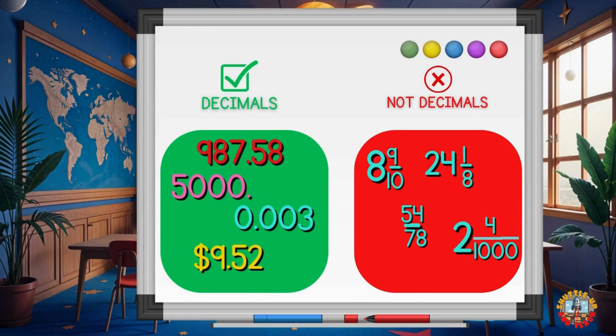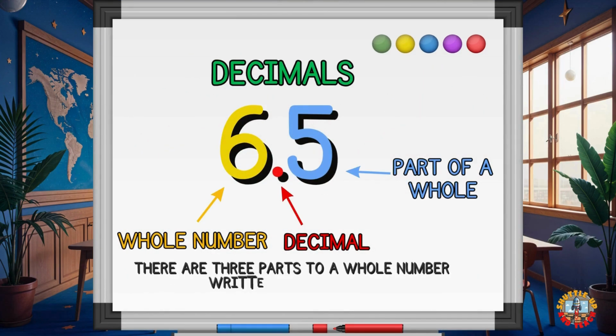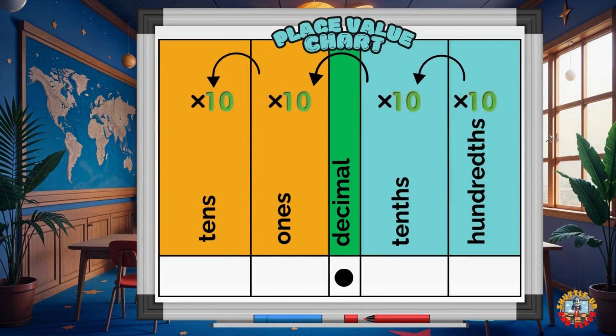With a dot called a decimal point, you can tell the difference between the whole number and the part that is less than 1. Numbers with a decimal point are called decimals. A decimal number has at least one digit to the right of the decimal point. There are 3 parts to a whole number written as a decimal. When it comes to place value, decimals work similarly to whole numbers. Every place you look at is 10 times the value of the place to its right.